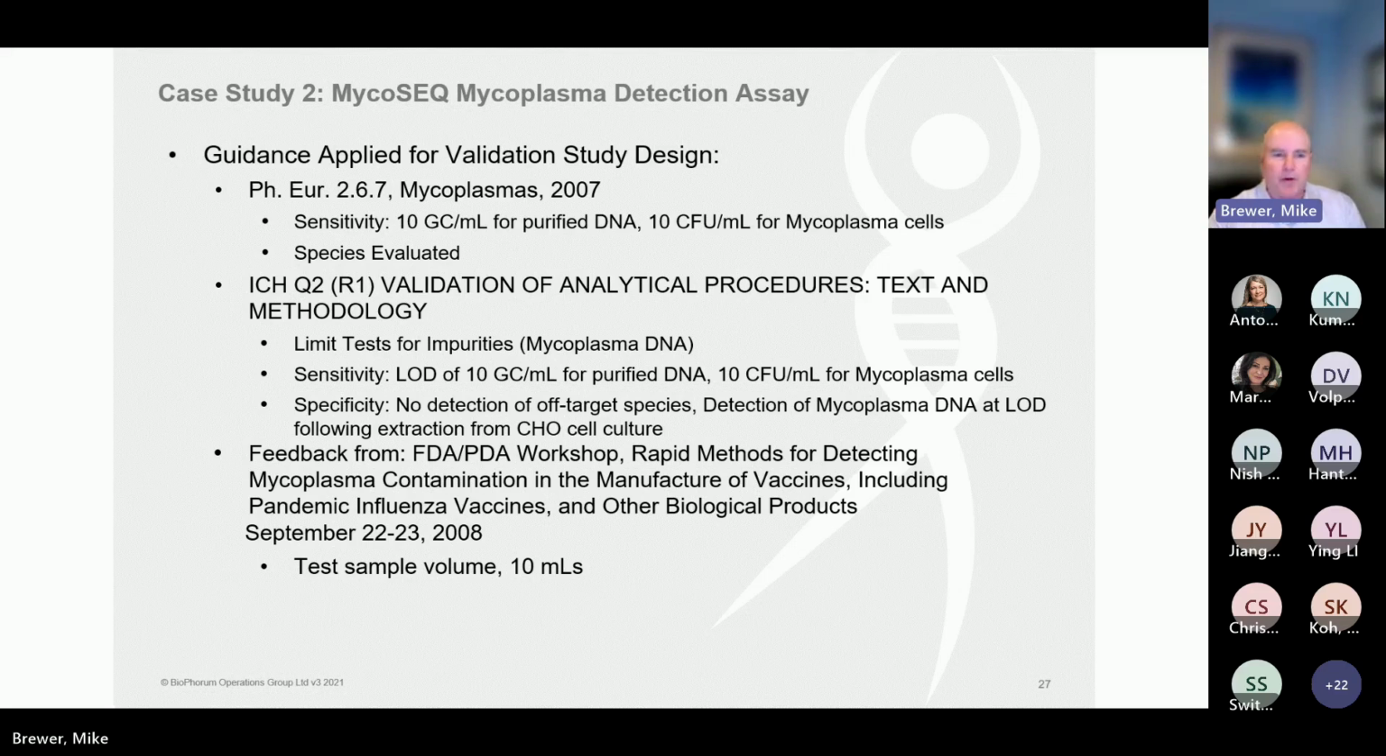And finally, we also incorporated feedback from a discussion that took place at the FDA PDA workshop, Rapid Methods for Detecting Mycoplasma Contamination, that was held back on September 23, 2008. That discussion really centered on using a sufficiently large and representative test sample volume, that is 10 mL. So that's the starting test sample volume we selected for this study.